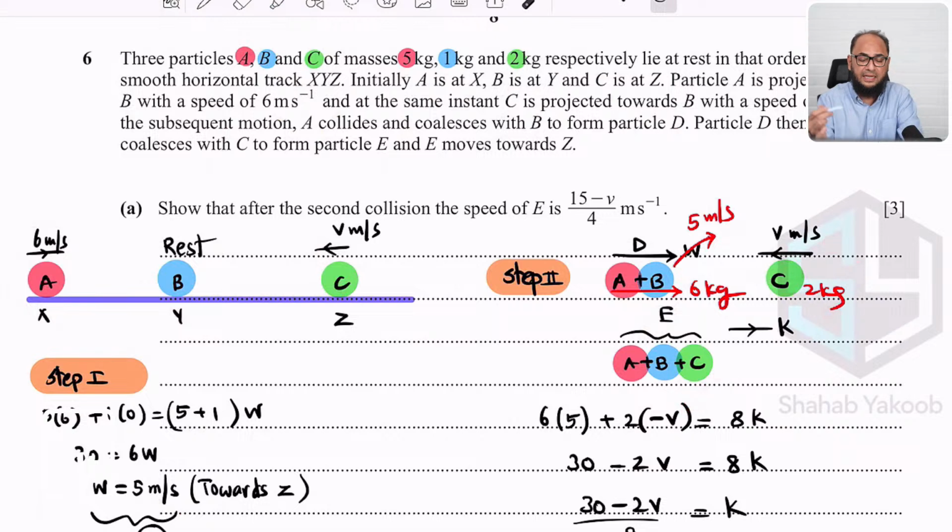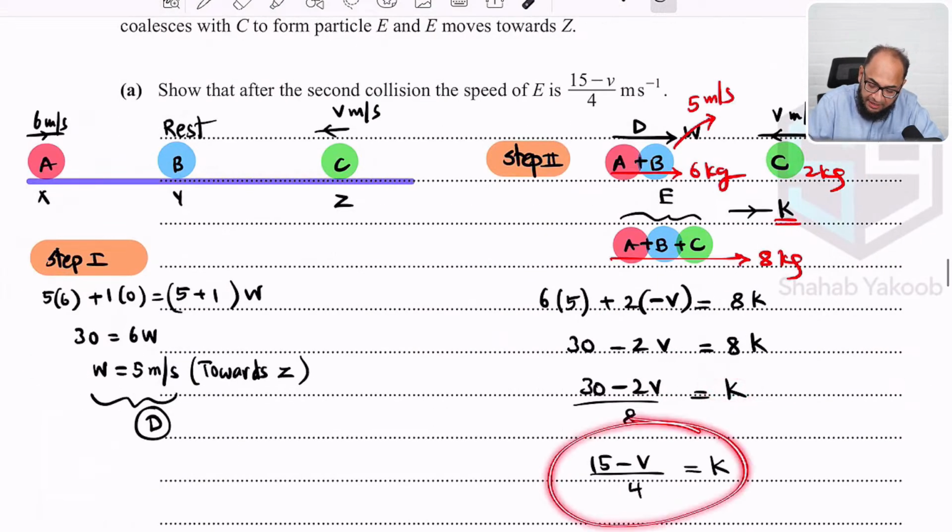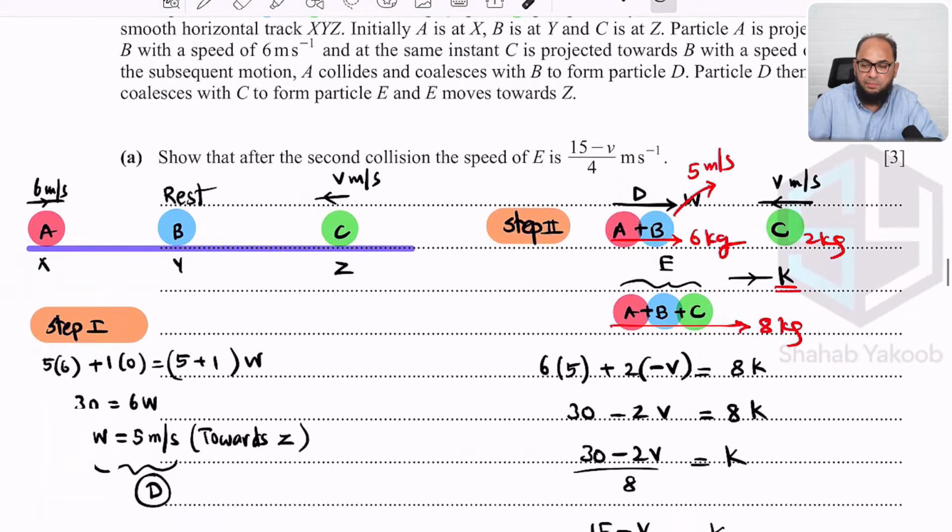This is W. The value of W is 5 meter per second, and this is 5 kg plus 1 kg, that is 6 kg. And C is how much? C is 2 kg. So now the working is this: 6 into 5 plus 2 into V, but we are taking V to be negative. Why? Because it's traveling in the opposite direction. That is equals to 6 plus 2, this is 8. So now this is 8 kg and it's moving at K. So therefore, 6 into 5 is 30, 2 into negative V is negative 2V, 8K is over there, make K the subject, simplify, and we get this answer, that is for 3 marks.